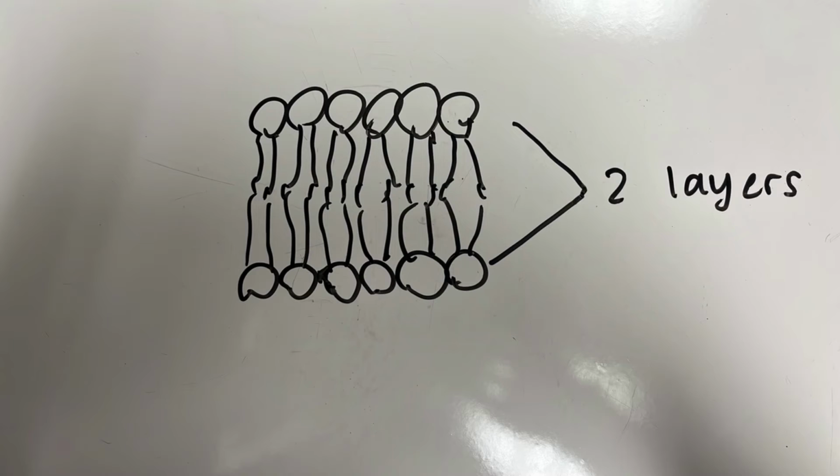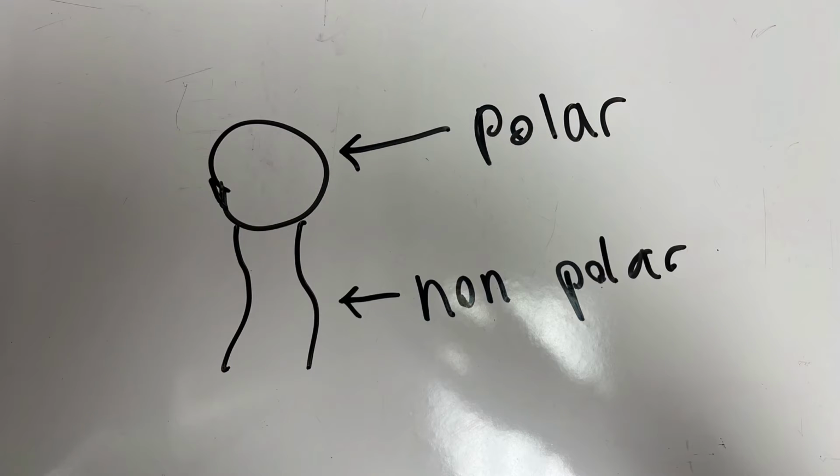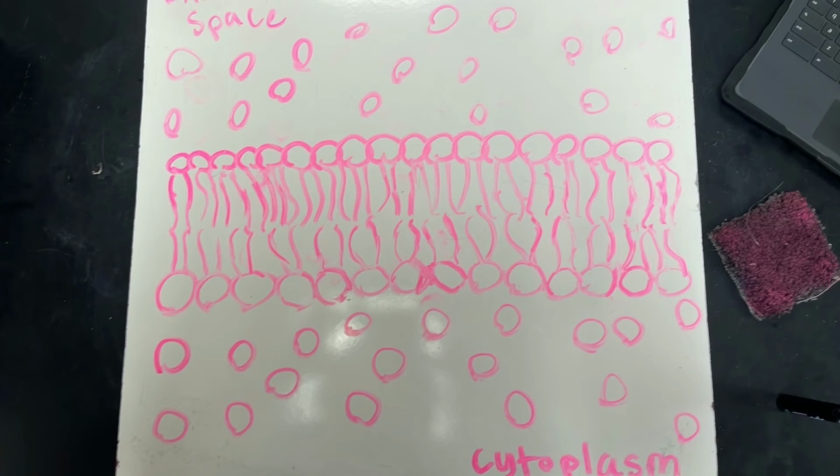The membrane consists of two opposing sides of phospholipids. A phospholipid consists of a hydrophilic head and two hydrophobic tails. The head is also polar and the tails are nonpolar. As you can see, the solute concentration on the outside is much higher than the inside of the cell. So the molecules pass through the membrane until the solute concentration is even throughout.